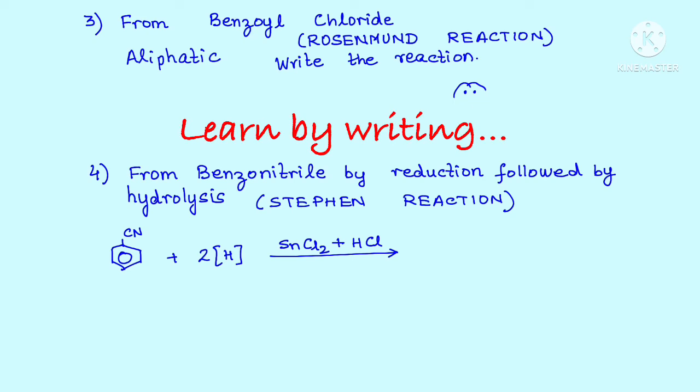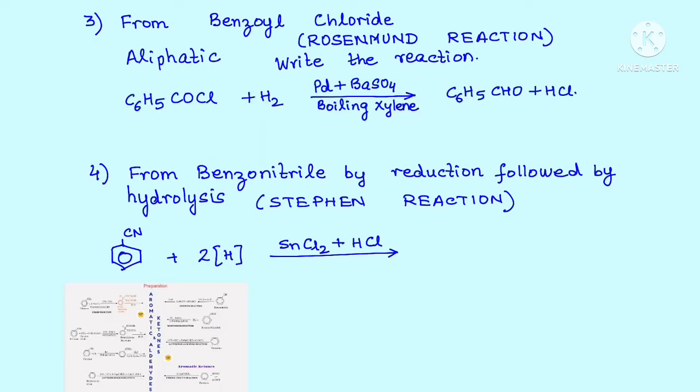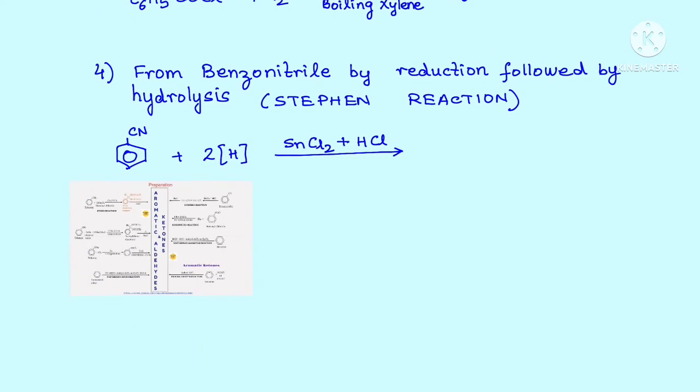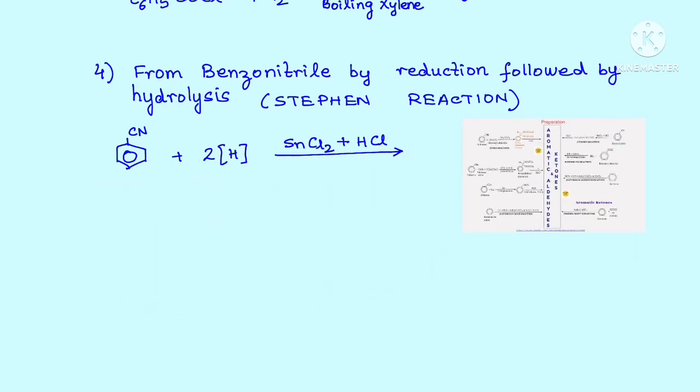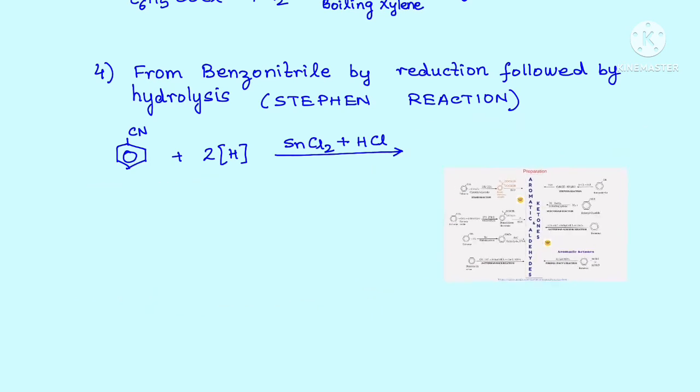Written? So here we go. It is reduction of benzoyl chloride in the presence of palladium and barium sulfate to give us benzaldehyde. Go on to the next one. See, again I have brought in the flow chart to our rescue. At any point of time you want to refer to the reaction, look at the flow chart and there you go.